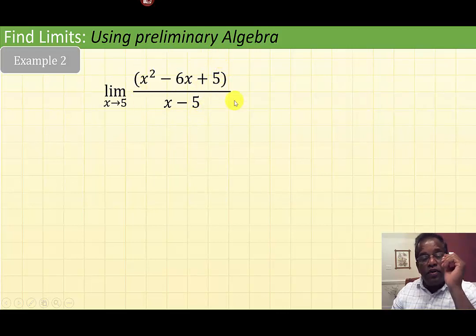Example 2. Limit x approaches 5, x squared minus 6x plus 5 over x minus 5. Now the domain of this rational function is everything except 5. So the 5 is not in the domain, so we cannot use direct substitution. So we should think about simplifying this. Even if you do direct substitution, you will get 0 divided by 0.